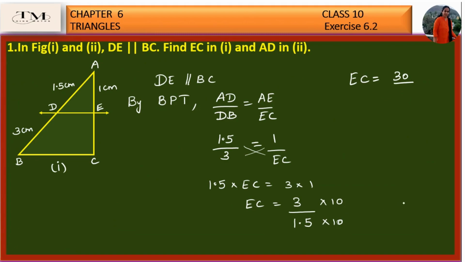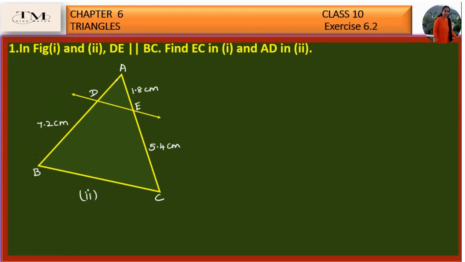If you put a decimal before 0, it is valueless. So the answer is 15. So 30 divided by 15: 1 15 is 15, 2 15s are 30. So EC is equal to 2 centimeter. So let us see the second problem on the next page.